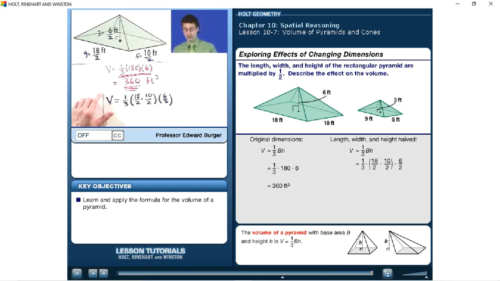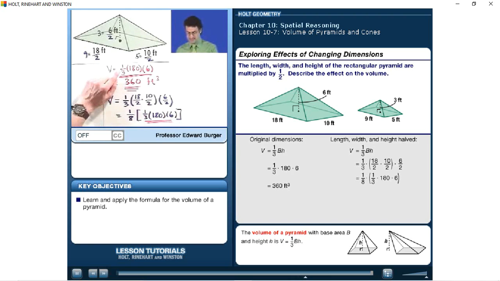Now look at all those over 2's. Those over 2's are what? 2 times 2 times 2, that's 8. So I see a 1/8 out in front times the 1/3, and this gives me a 180 times 6. And look what you see. What we see is this piece right here is exactly the same as what we had originally, the original volume. So we take the original volume and we multiply by 1/8. Now, if you actually want the exact value, this works out to be 45, but that's kind of not the point. The point is, what's the impact?